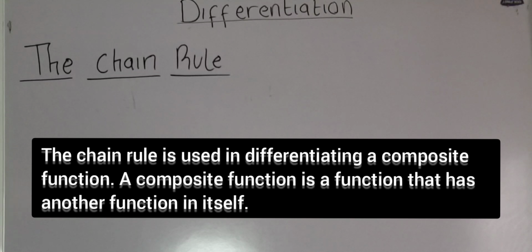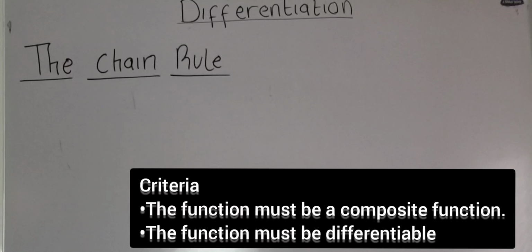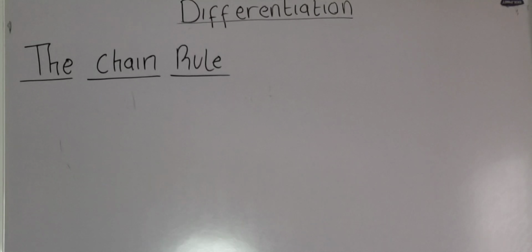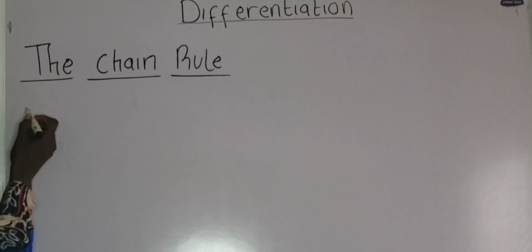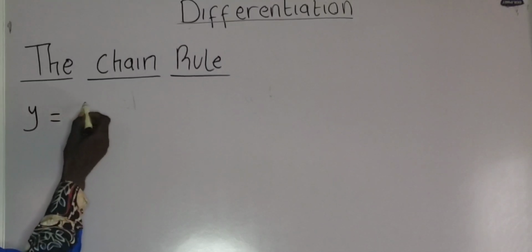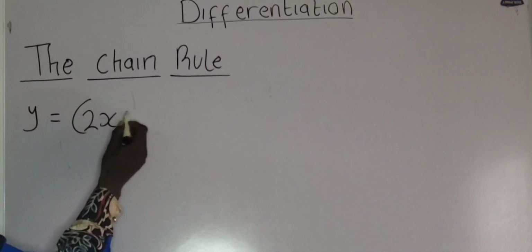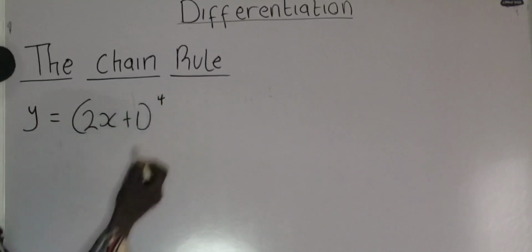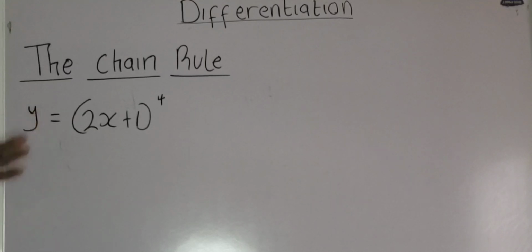The first criteria is that the function we are differentiating must be a composite function. That's the first criteria. The second criteria is that this function must be differentiable. Are you getting it? So let's say we are told to differentiate a function that looks like this: y is equals to (2x plus 1) raised to the power of 4. This is a typical example of a composite function.